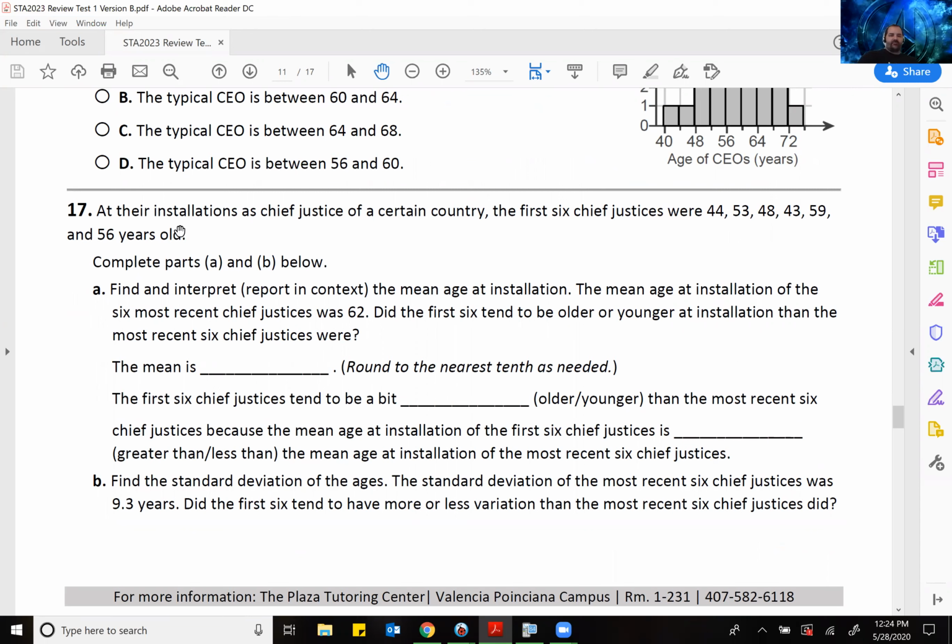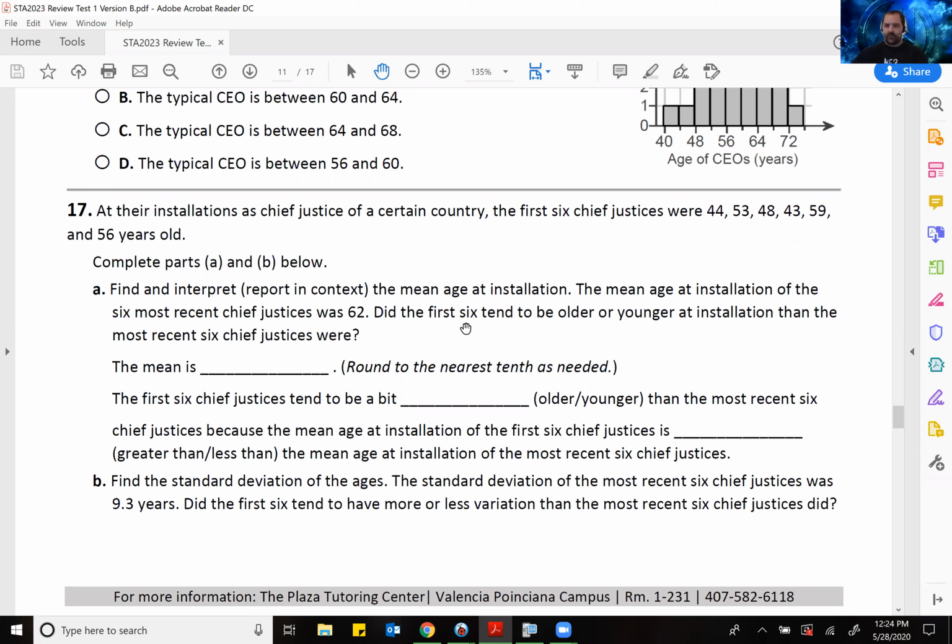So it says, after the installations of Chief Justice of a certain country, the first 6 Chief Justice were 44, 53, 48, 43, 59, and 56. It says, find and interpret the mean. Okay, so you could actually do this by hand if you want. How do we do this by hand? Add them all up. And divide by the number.